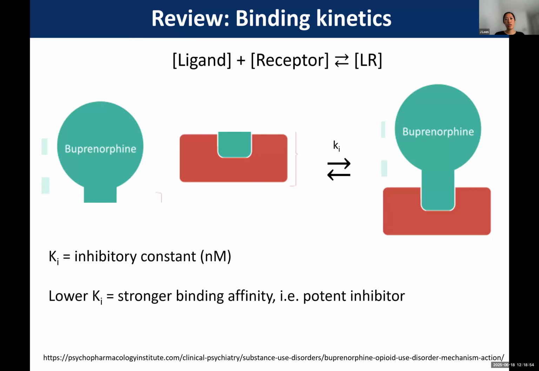This equation represents all ligand-receptor interactions. The ligand plus the receptor is in equilibrium with the ligand-receptor product. And it's a constant state of flux where the ligand binds and unbinds from the receptor. This inhibitory constant, Ki, quantifies the binding affinity of that drug to the receptor, in that drugs with a lower Ki have stronger binding affinities.